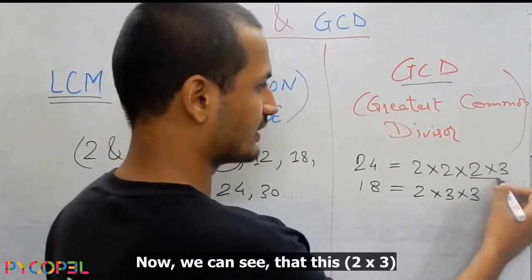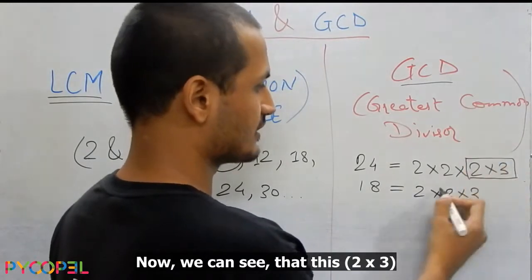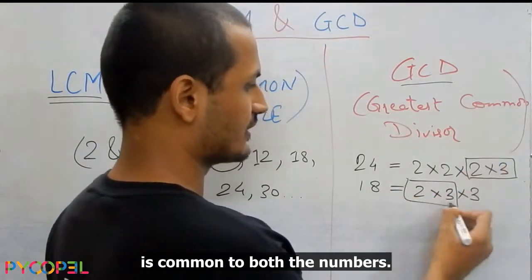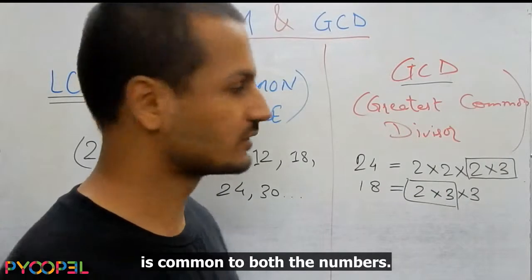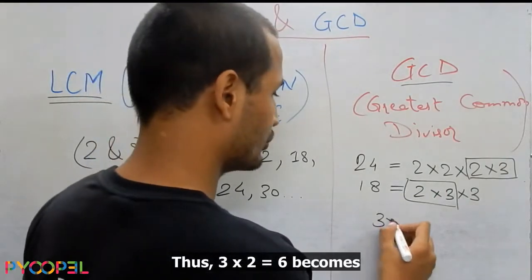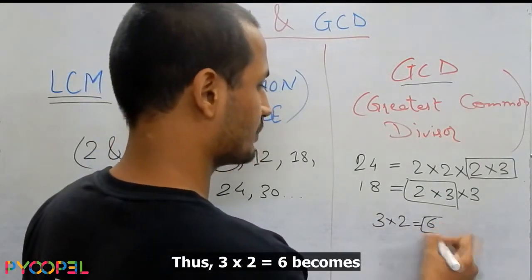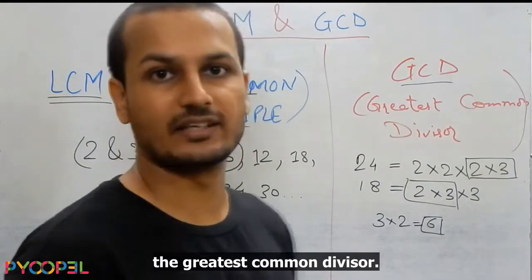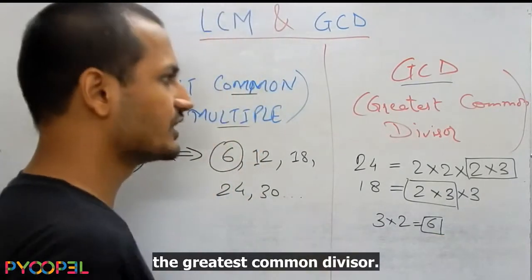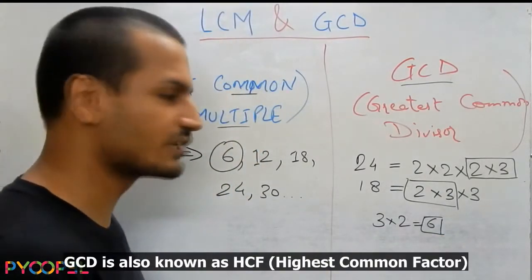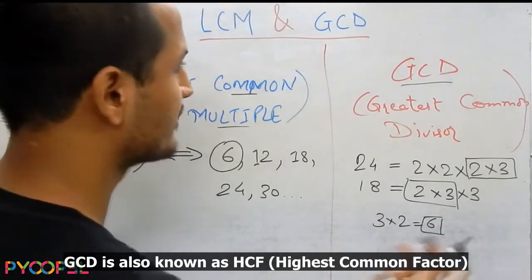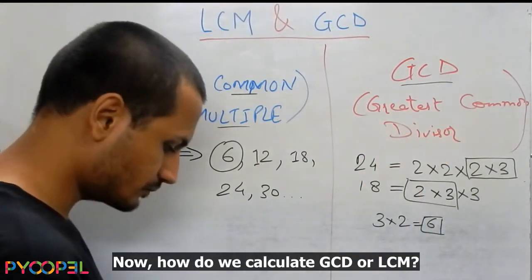We can see that this is common to both the numbers. Thus, 3 into 2 equals 6 becomes the greatest common divisor. GCD is also known as HCF, highest common factor, or GCF, greatest common factor.